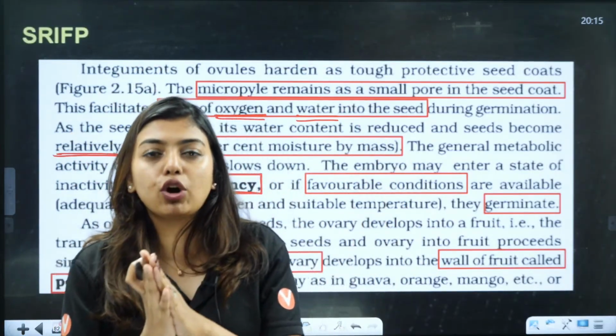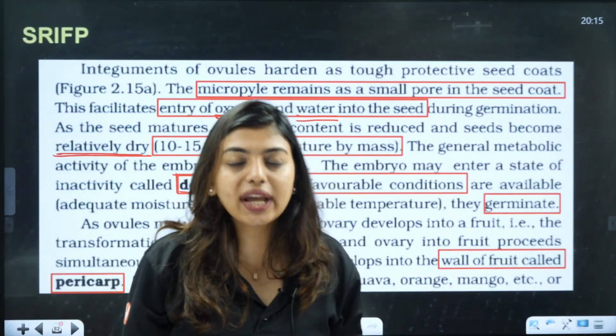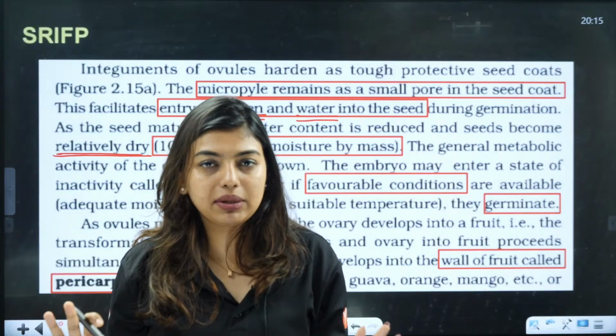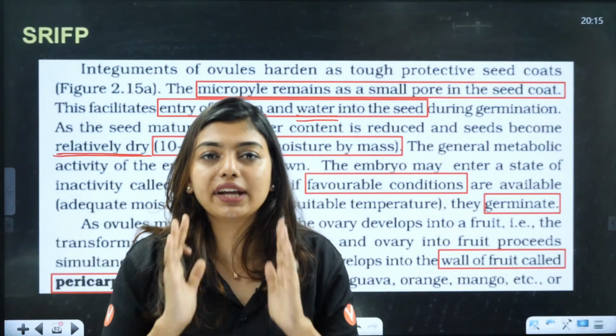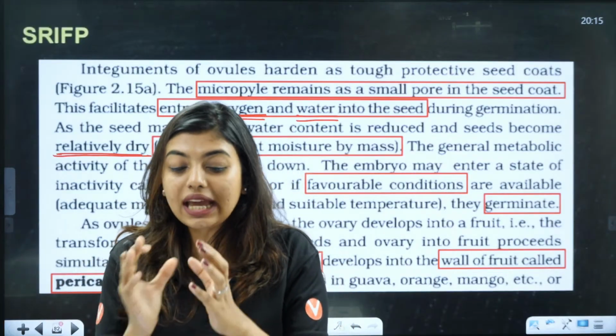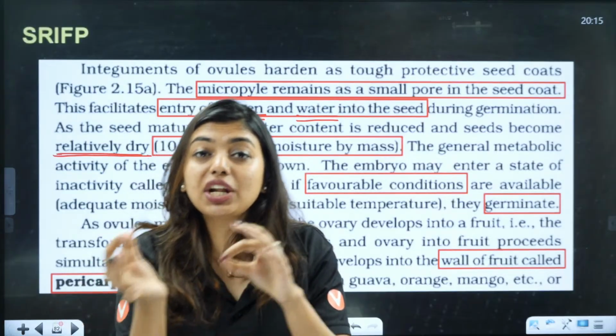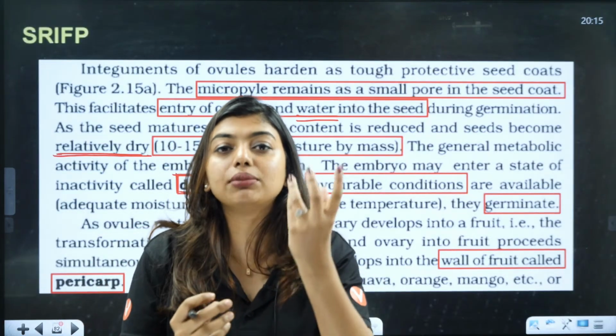So what do seeds do when conditions become unfavorable? When conditions are not favorable, they become relatively dry, because if water is present the seed will go bad. So they remove all the water and become dry. When conditions again become favorable, they start germinating slowly.